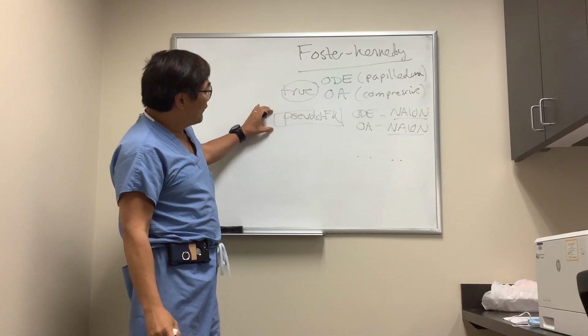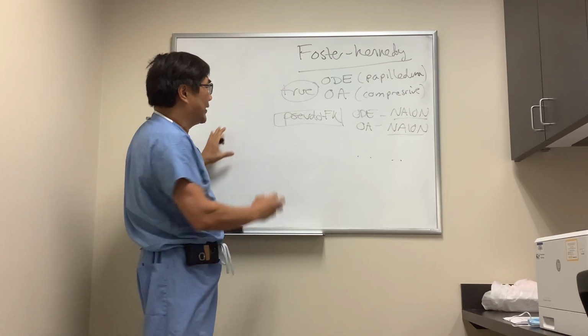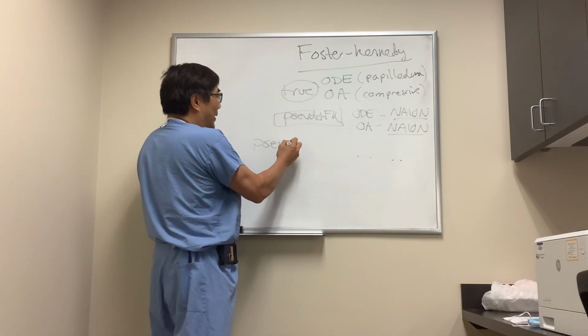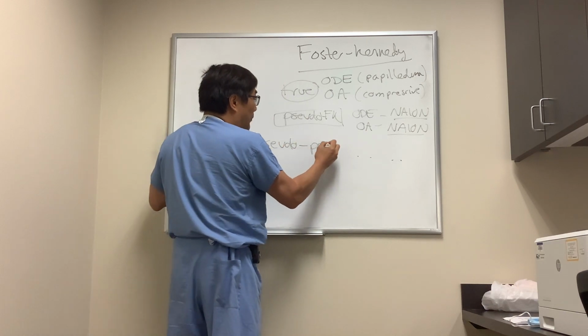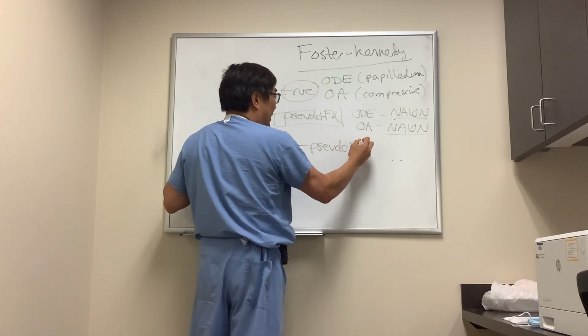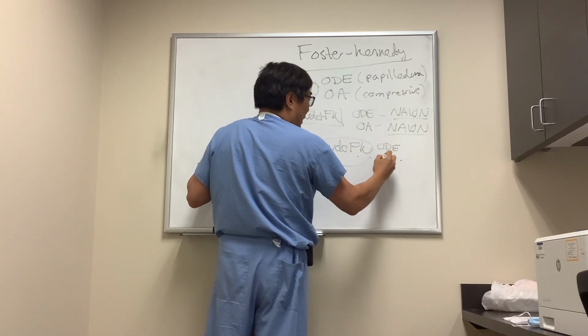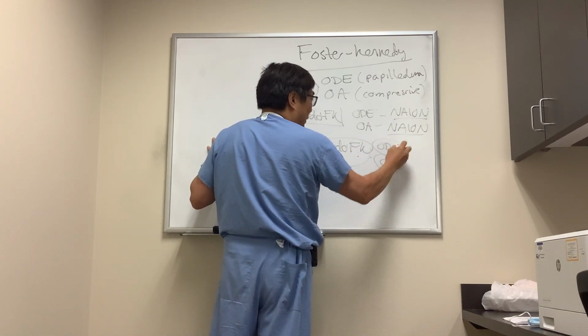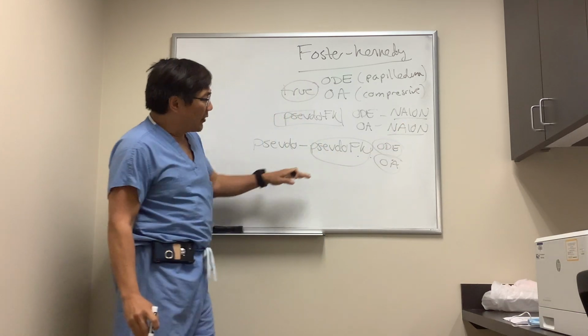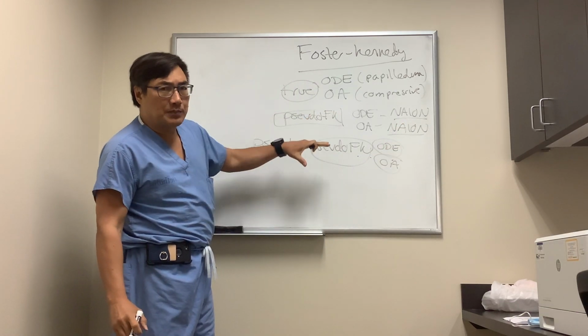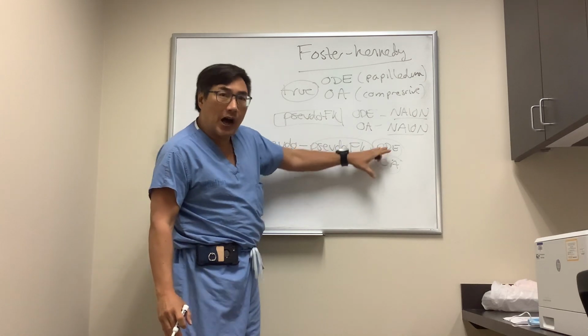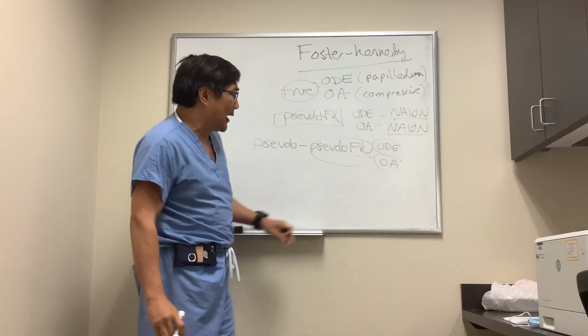So this is a pseudo-Foster-Kennedy, this is a true Foster-Kennedy, and today we're going to be talking about how it can be pseudo-pseudo, which is, it acts like the pseudo-Foster-Kennedy syndrome, that is with optic disc edema in one eye and optic atrophy in the fellow eye, but instead of it being from non-arteritic anterior ischemic optic neuropathy, which is bilateral but sequential, there's some other cause for the disc edema and the optic atrophy.